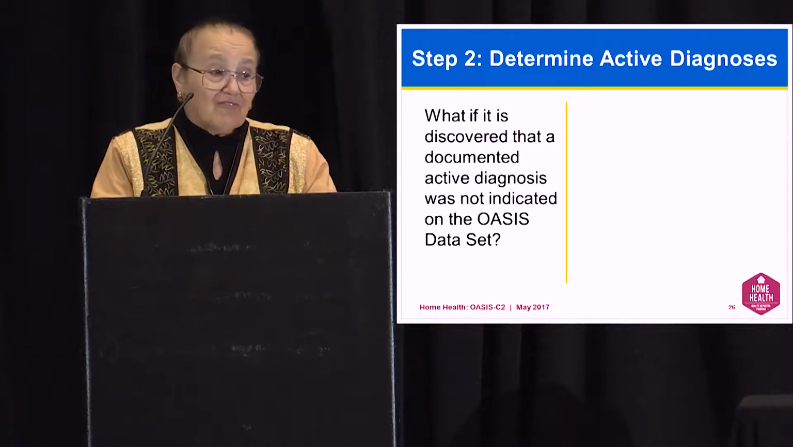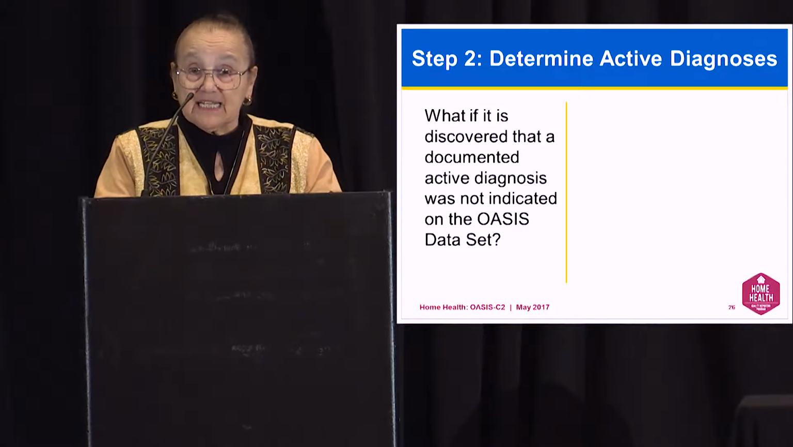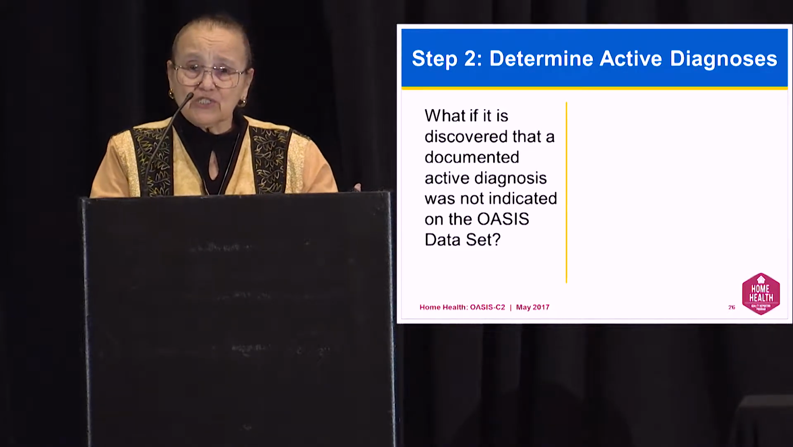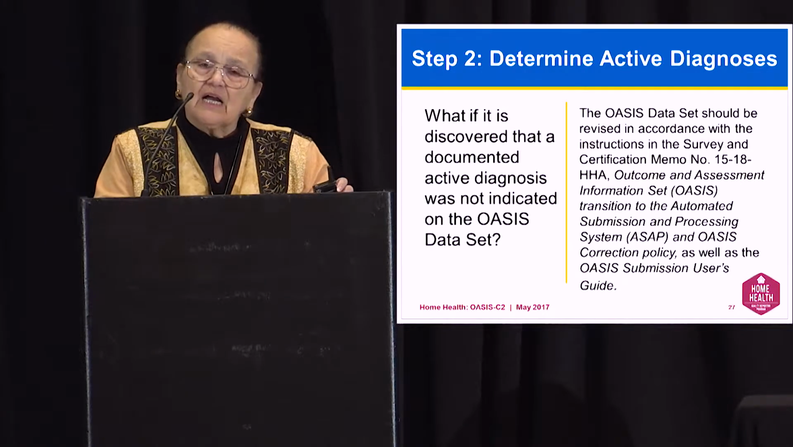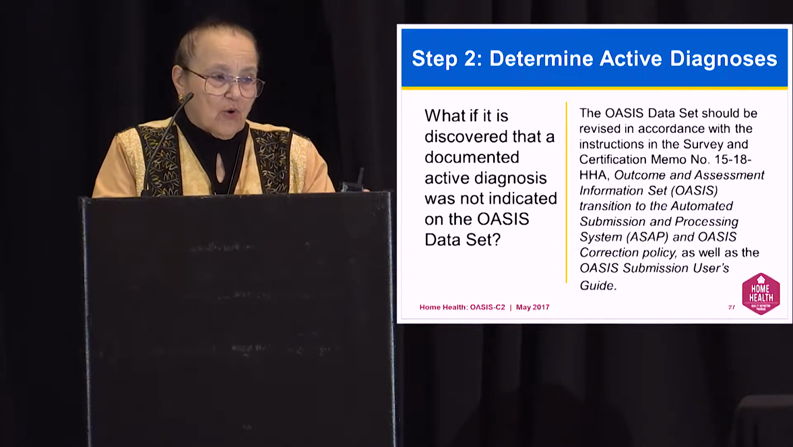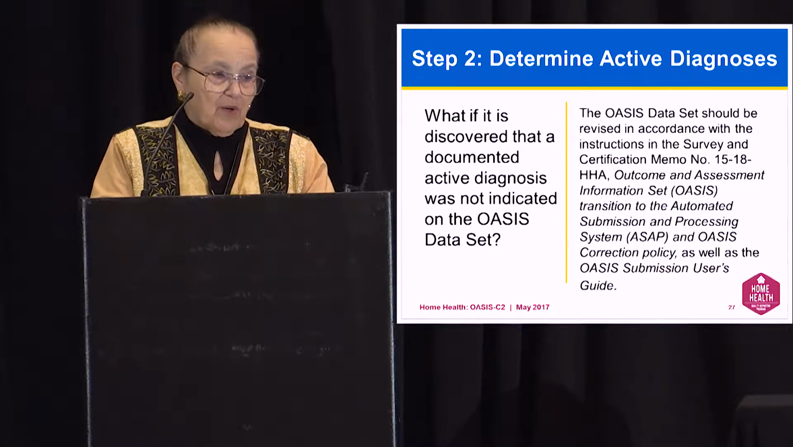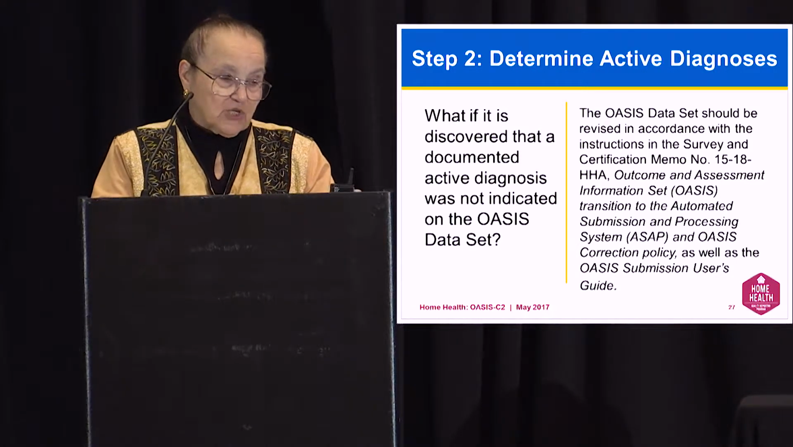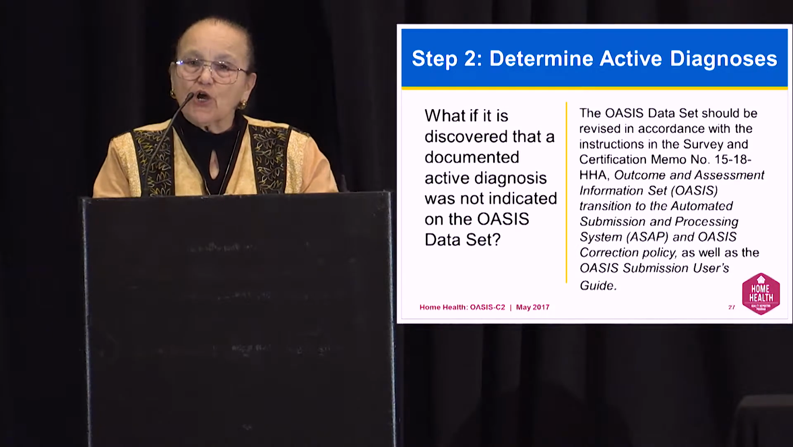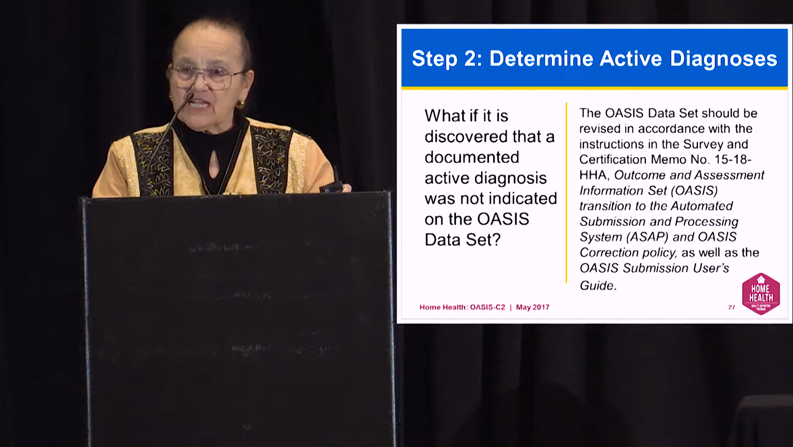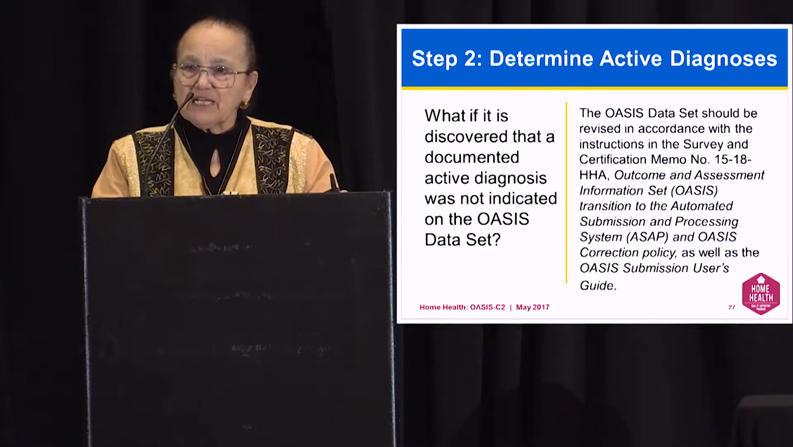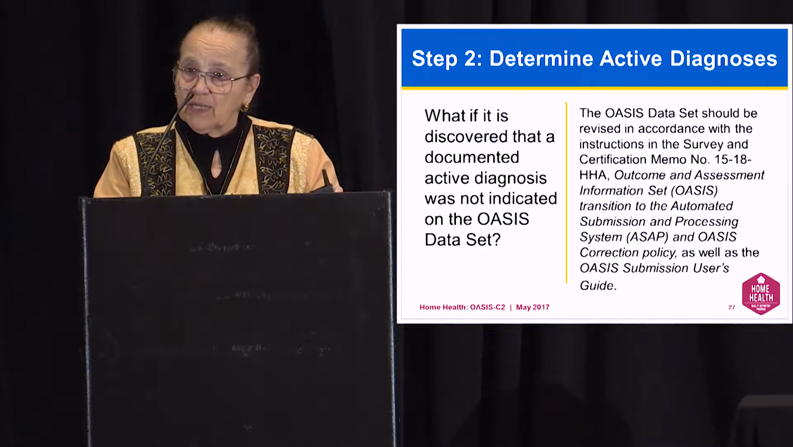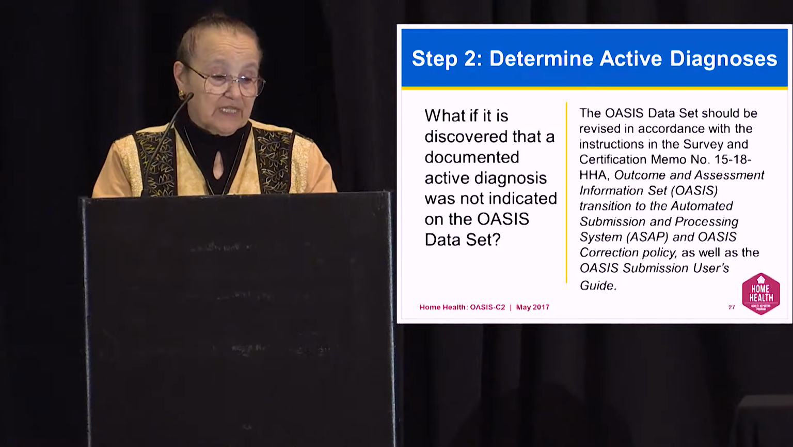But what if you discover that a documented active diagnosis was not on there and it does exist and it is creating an impact? What are you going to do? The data set is revised in accordance with the instructions in the memo number 1518, Outcome and Assessment Information Set Transition, ASAP, and the OASIS Correction Policy. You need to go there, read the instructions, and follow them so that the information can get into the system, but you are doing it correctly according to the rules.